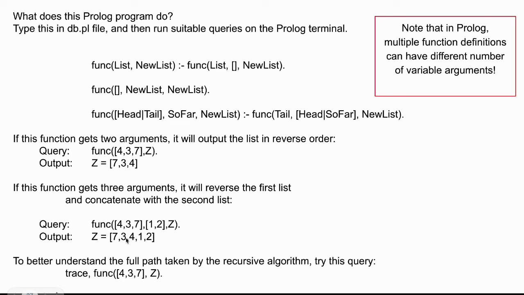Okay, and if you want to understand exactly what path this recursive algorithm is taking, you can use this query in Prolog. So you have trace, comma, and you have func of [4,3,7] comma Z. So this will trace out the entire journey that the program is taking from start to finish.